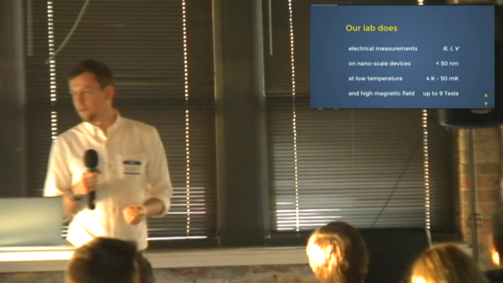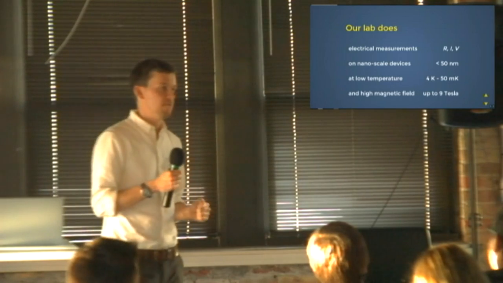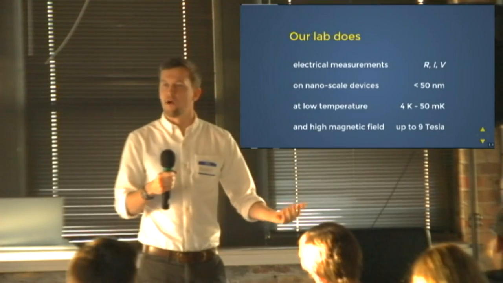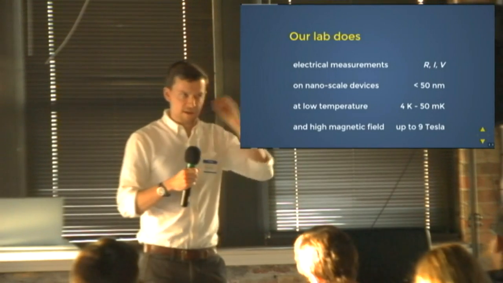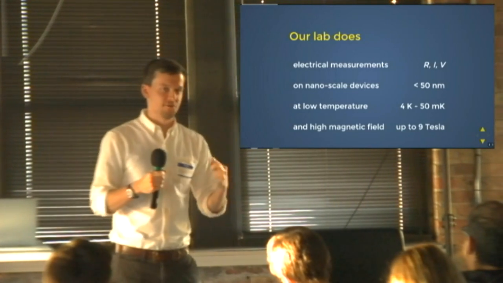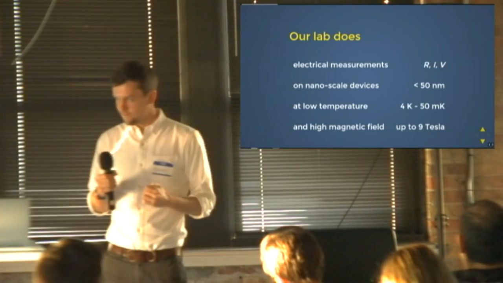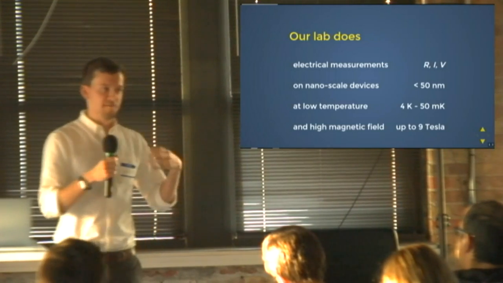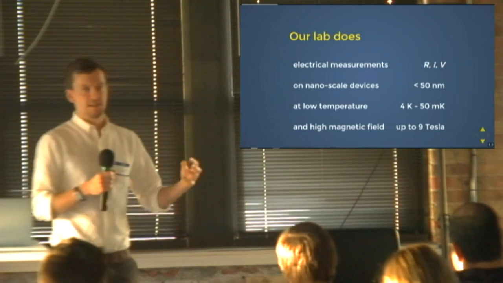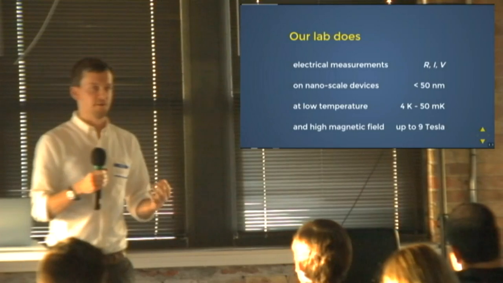And finally, the magnetic fields we use get up to about 9 Tesla. Here, for comparison, you can think of an MRI machine, the one that'll rip an earring directly out of your ear. That's about 3 Tesla. So we're 3 times as strong as an MRI machine. This is basically our deal. We make these little tiny devices, and we subject them to extreme conditions, and then we look at how their electrical properties change.